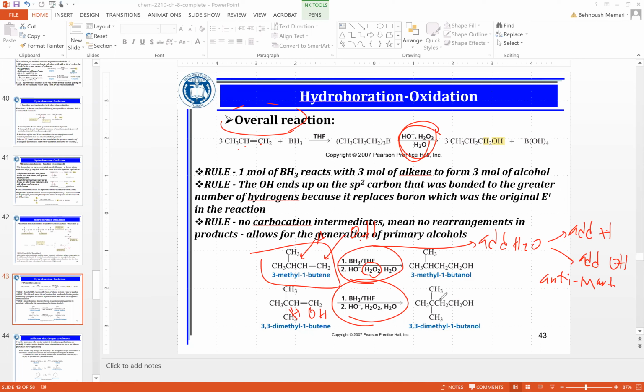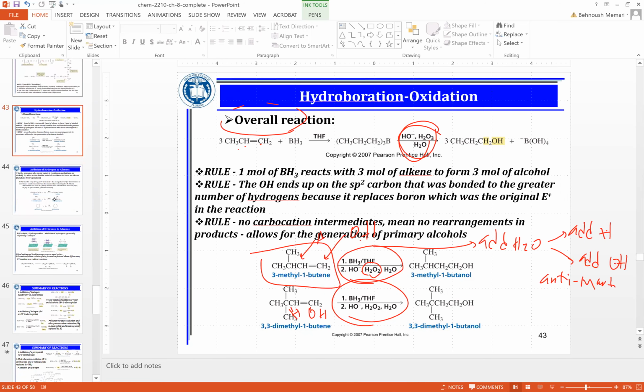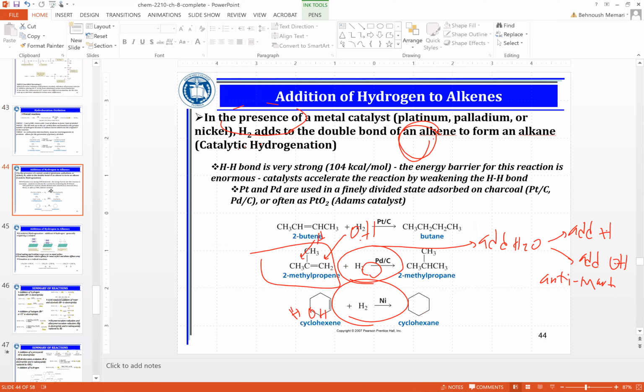This demonstration basically says that there is no methyl shift, there is no hydride shift, there is no rearrangement. For hydroboration oxidation, there is no rearrangement. For oxymercuration demercuration, there is no rearrangement. But for direct hydration, there is a rearrangement.